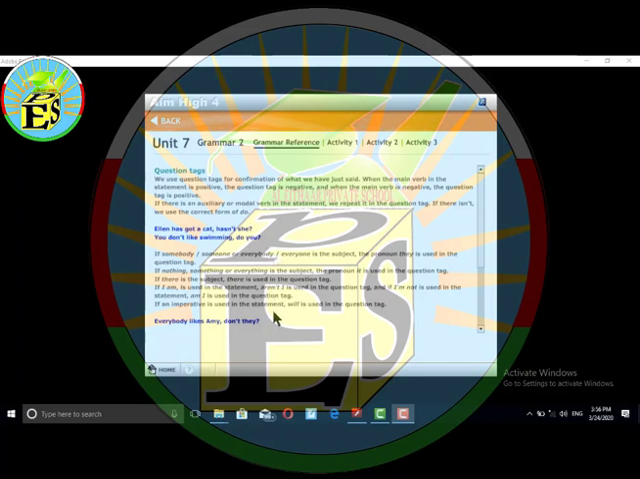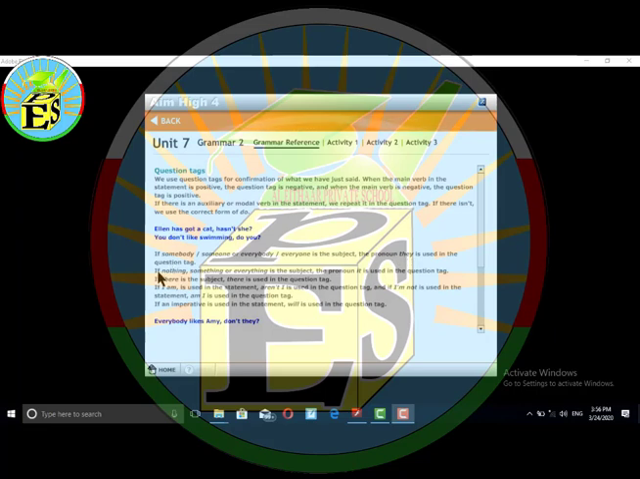Now he gives us some tips to be taken in consideration when we want to make any question tag. Look at the first tip. If somebody, someone, or everybody, everyone is the subject. 4 words: somebody, someone, everybody, everyone. One of them is the subject of the sentence. The pronoun they is used in the question tag.